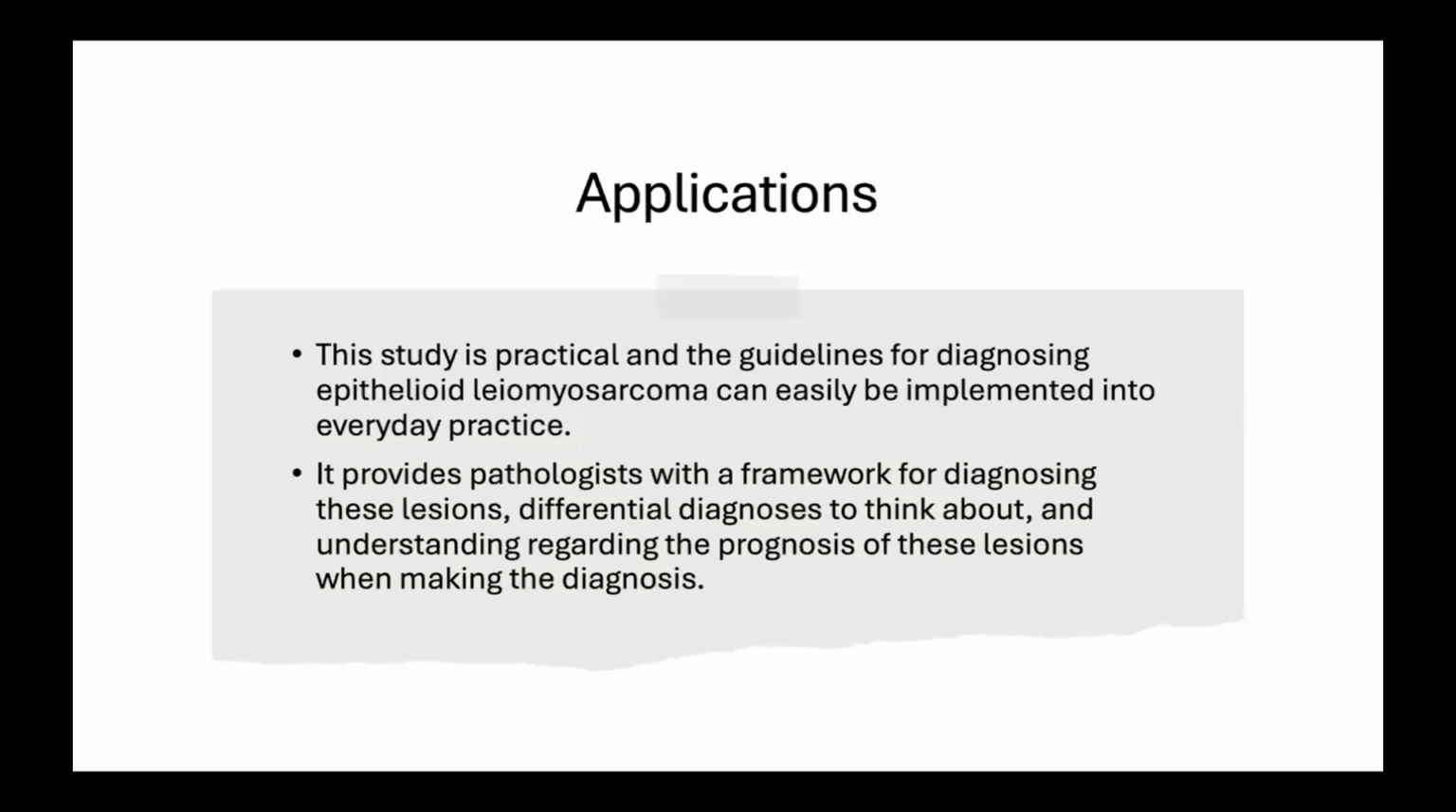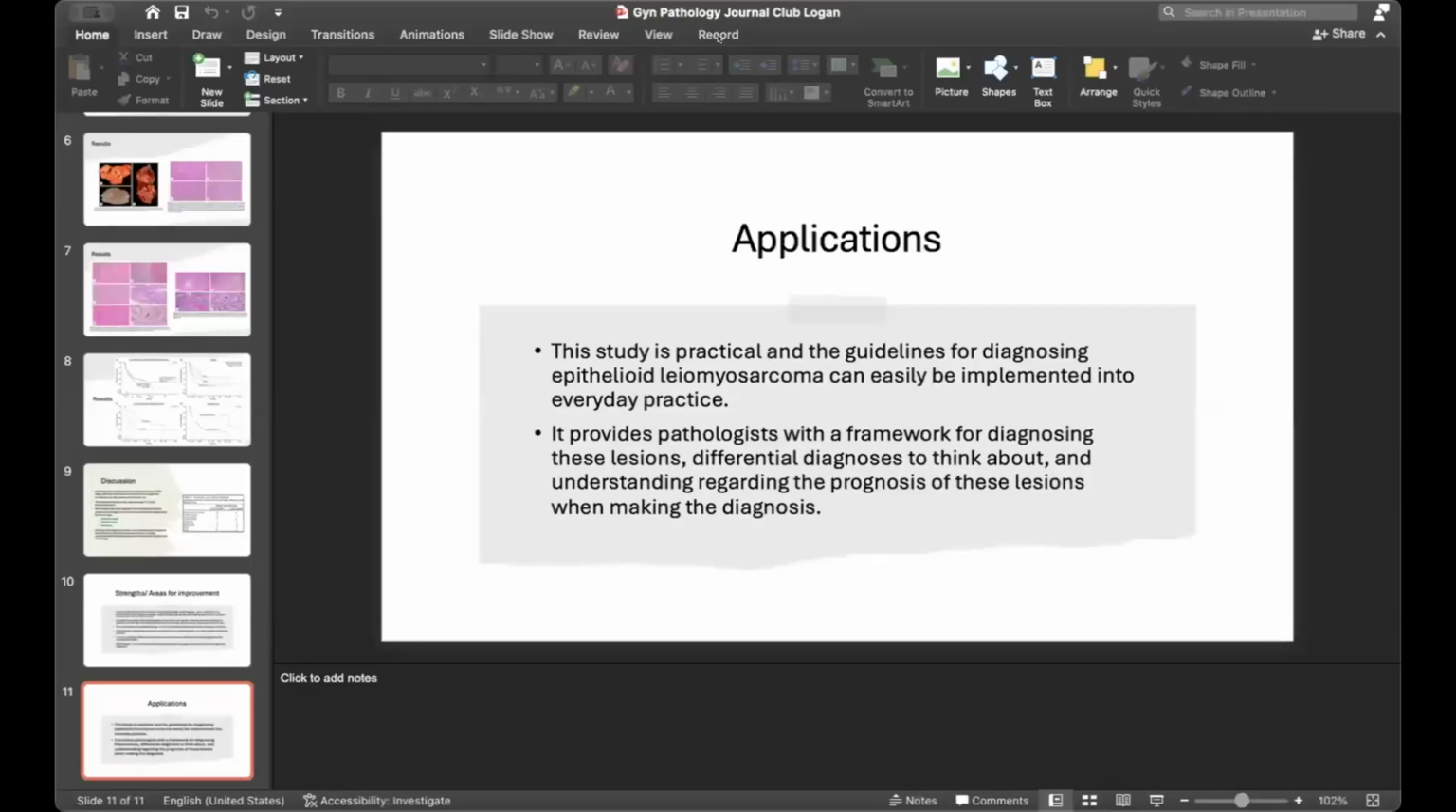They had nice tables and nice pictures, and I thought it was easy to use as a resource. And it provides pathologists with a framework for diagnosing these lesions and a differential to think about, including the E stump that I didn't really talk much about, but they go into detail about that and all the different features here. So it gives us an understanding regarding the prognosis of these lesions when we're making this diagnosis. And that is all I have prepared for you.